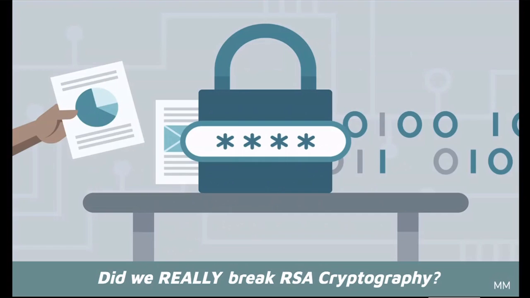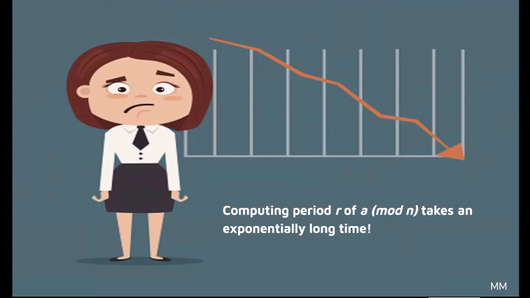But however, did we really break RSA cryptography? Well, not exactly, because this algorithm, first of all, is probabilistic. It's going to take us multiple tries before we get the correct values of a to the r and get the factors of n. Second of all, computing the period r of a mod n is going to take an exponentially long time, since we have to compute a mod n, a squared mod n, and so on, several times for one value of a till we find period r.